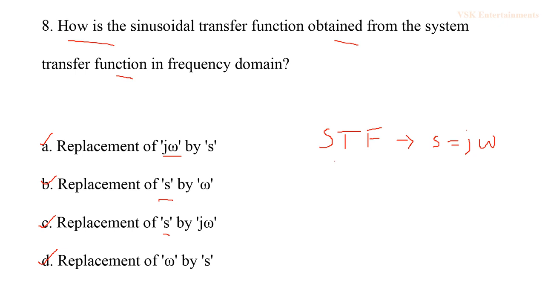Then we get the sinusoidal transfer function. In the given transfer function, we substitute j omega in place of s. The resultant transfer function is called the sinusoidal transfer function. So option C is the right answer for this bit, that is replacement of s by j omega.